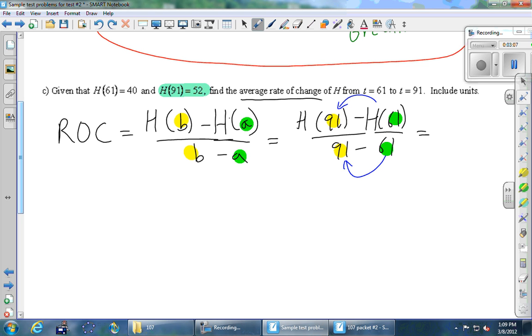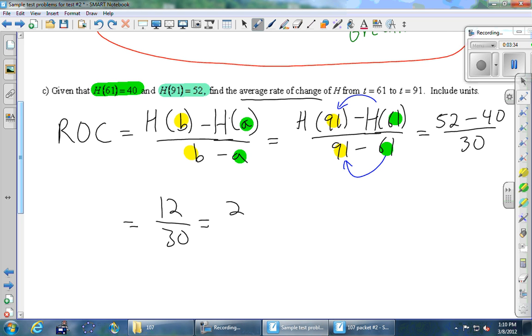Okay, so let's try this again. Highlighted in blue up there says that h of 91 is 52. So this is 52 minus, and then h of 61 is 40. So it's 52 minus 40, divided by 91 minus 61, which is 30. So upstairs we get 12 divided by 30. And we can reduce because 6 goes into both of these. 2/5.